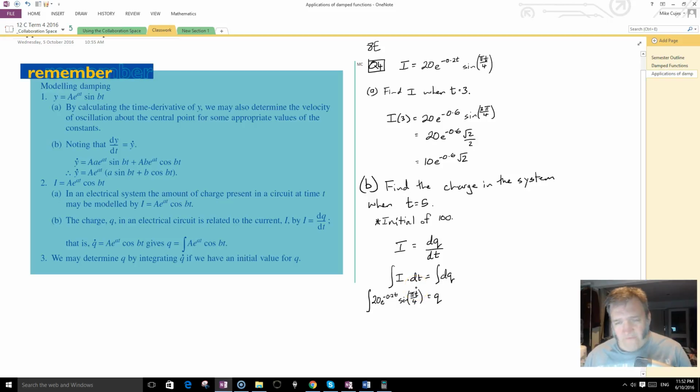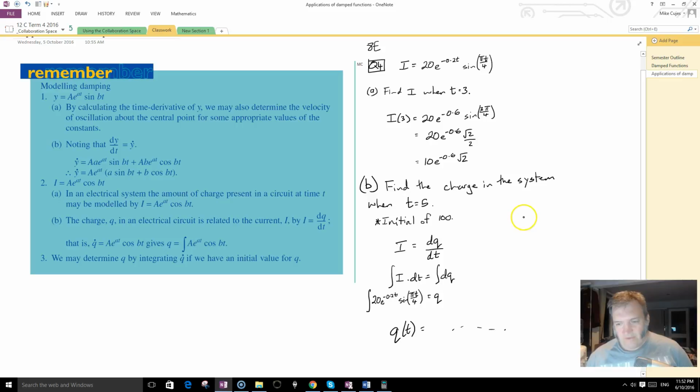And it's perfectly good at this stage to go ahead and do it as an indefinite integral, find the value of c, and then what you come up with is an equation for the charge at any time t. If I go ahead and solve that, that's what I'm finding. I'm finding an equation for the charge at any time t. Sub in 5, it'll give me the charge at the time of 5. So that's the way I started.